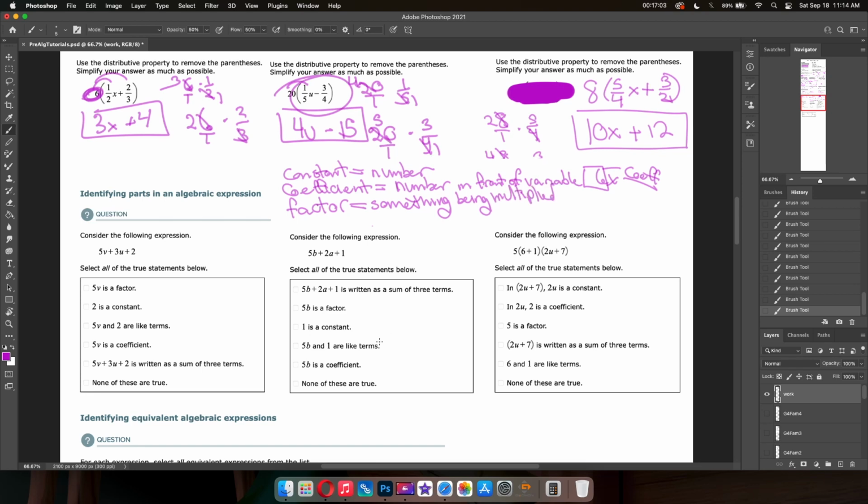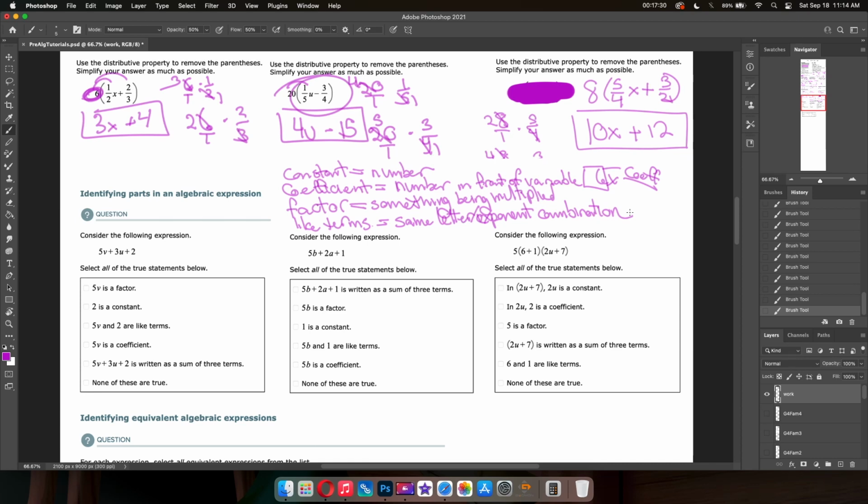Let's see here. Coefficient. Like terms. The important thing here is you need the same letter and exponent combination. That requires a little bit more explanation, but we're actually going to see a good breakdown of that in these examples. So let me get more comfortable in my chair.